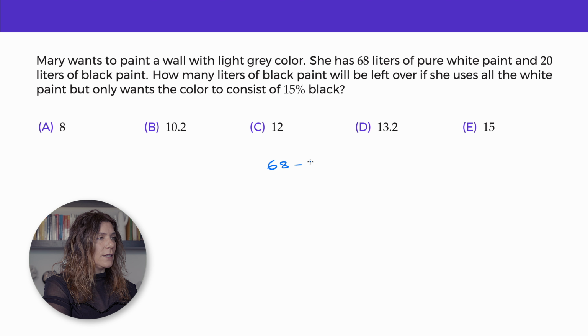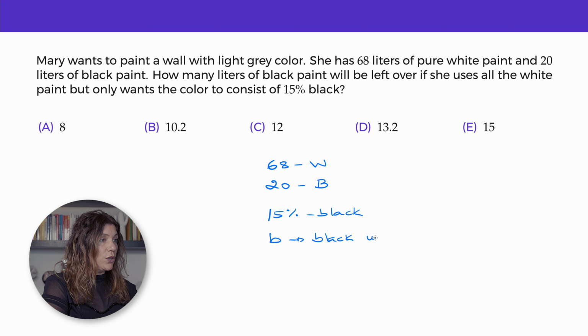So we know at this point that Mary wants a light gray color. We have 68 liters of white paint, let me call it W, and 20 liters of black paint, so this is the total amount of black paint. And how many liters of black paint will be left over if she uses all the white paint but only wants the color to consist of 15% black? So we want 15% of the color to be black. So let me call it small b, the amount of black paint used. Let me write it here.